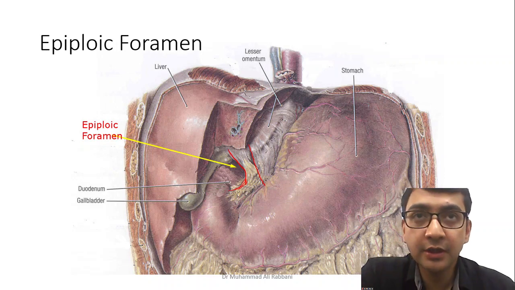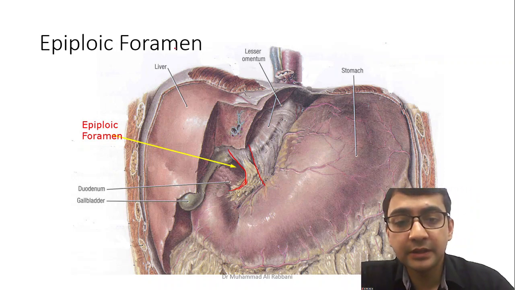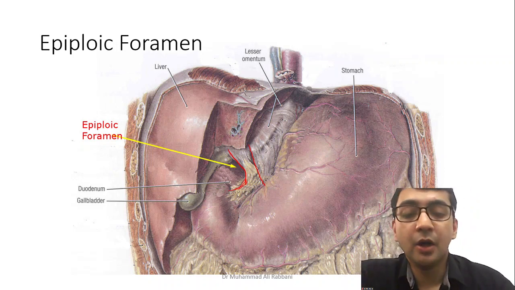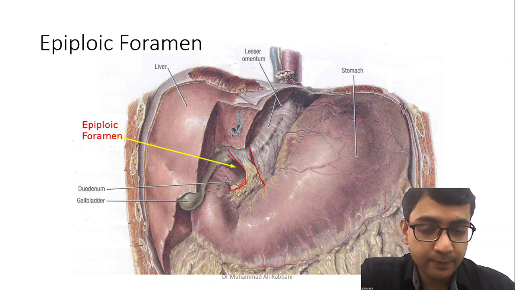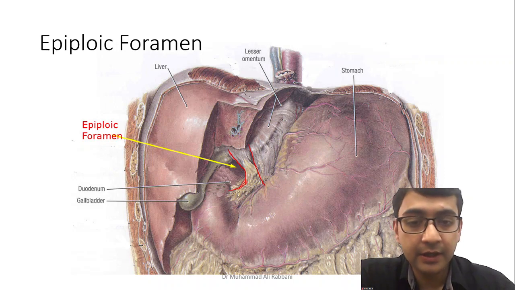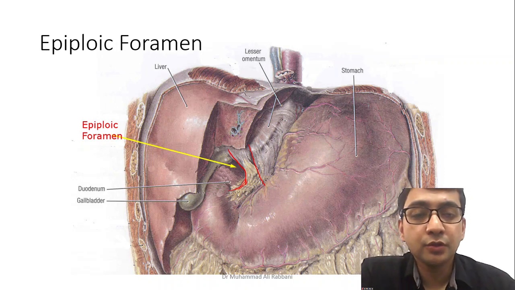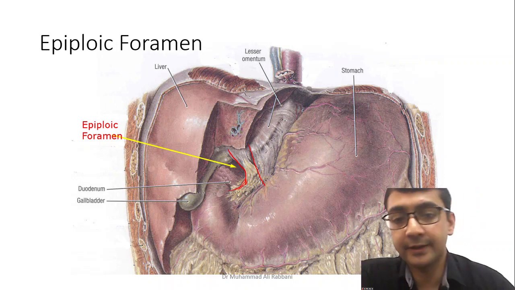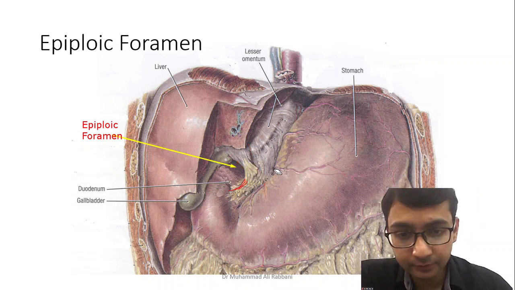So the hepatoduodenal ligament is nothing but the part of the lesser omentum that runs between the liver and the duodenum. This part carries a number of structures in it. It contains the portal vein, hepatic artery, and bile duct. Sometimes these structures, collectively known as the portal triad, are also considered to be the anterior wall of the epiploic foramen. So we are done with the anterior wall.